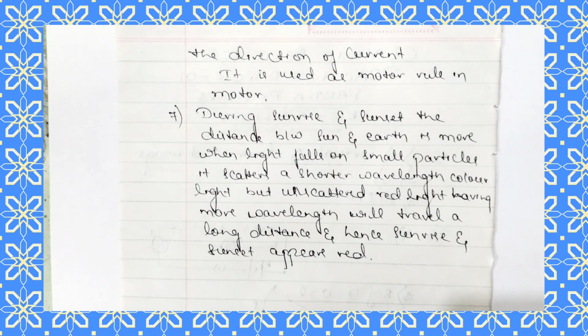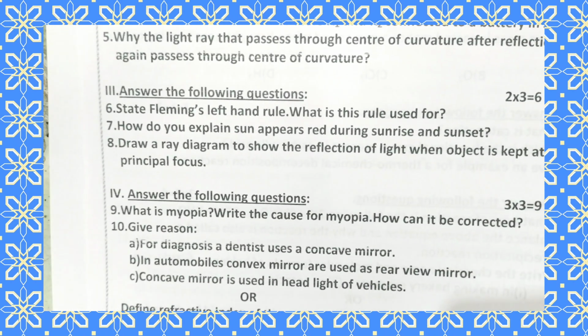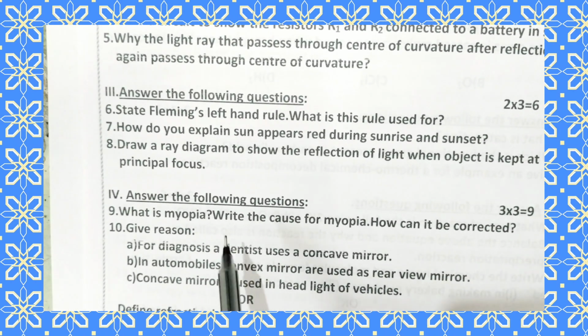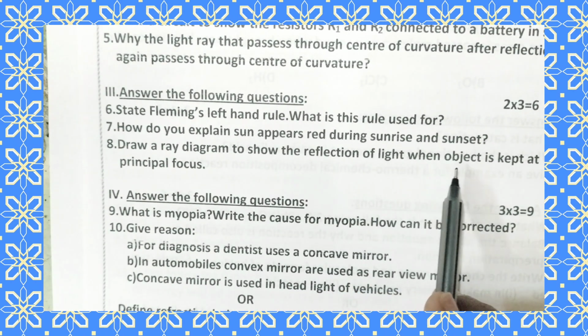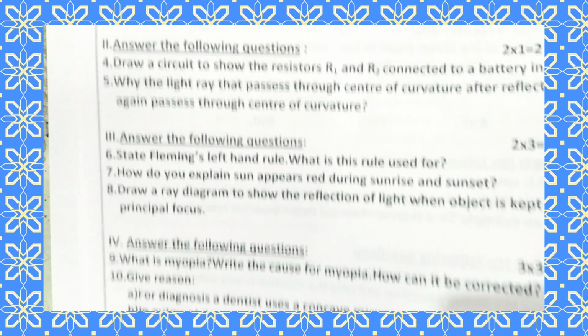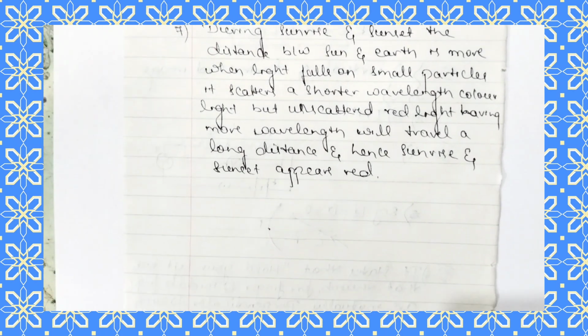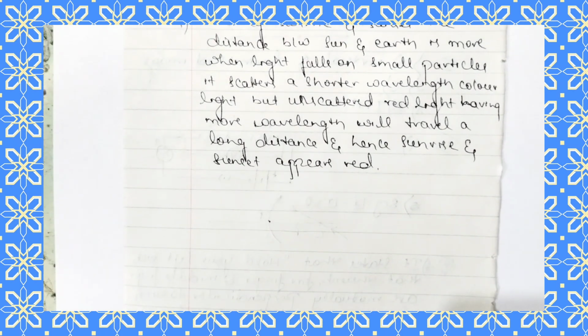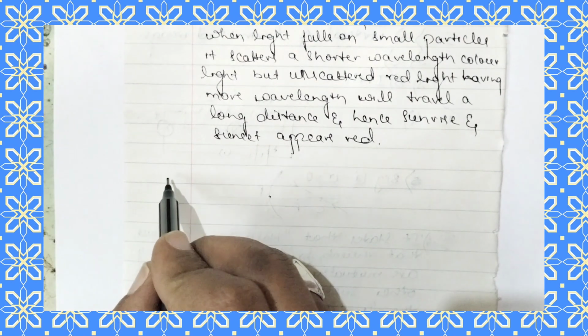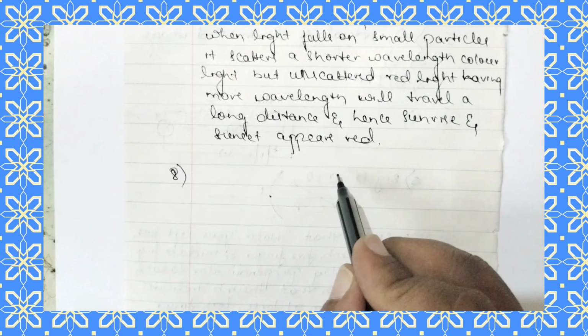Now let us move for question number 8. We have to draw a ray diagram to show the reflection of light when the object is kept at principal focus of a concave mirror. So let us answer for 8th question.